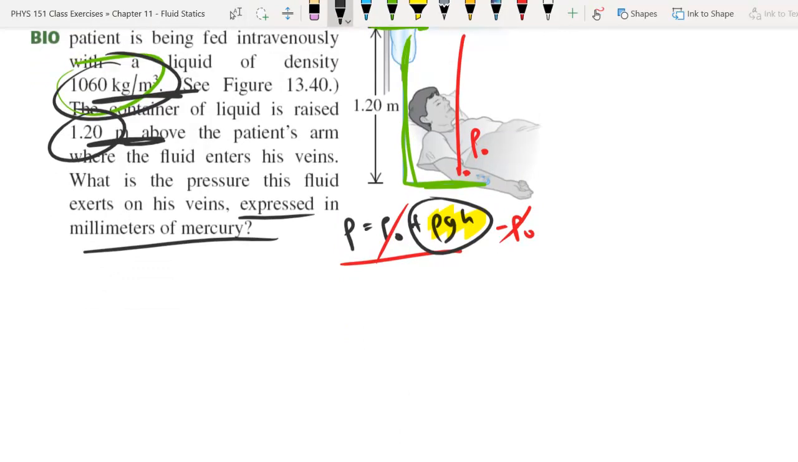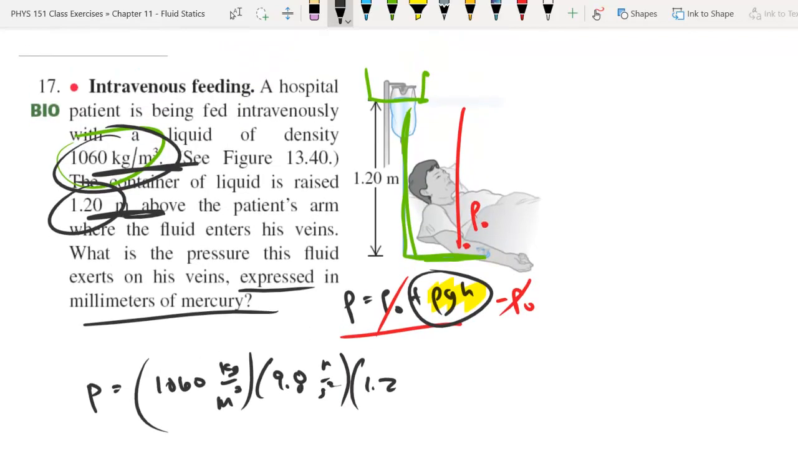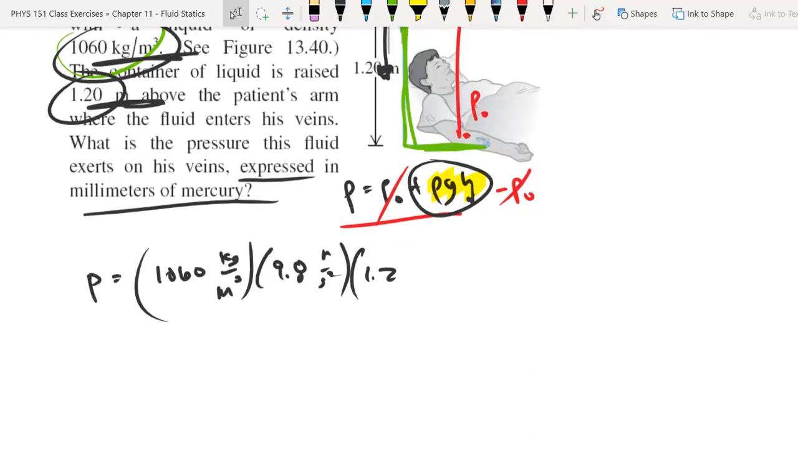So we'll calculate it and then we'll convert it to torr at the end. The pressure here is going to be equal to rho gh. So we have 1,060 kilograms per cubic meter, times 9.8 meters per second squared, and then the height of 1.2 meters, right? Positive h is taken downwards when we're talking about pressure increase, so pressure always increases downwards. So this is a downwards height for this equation, and this is 1.2 meters.